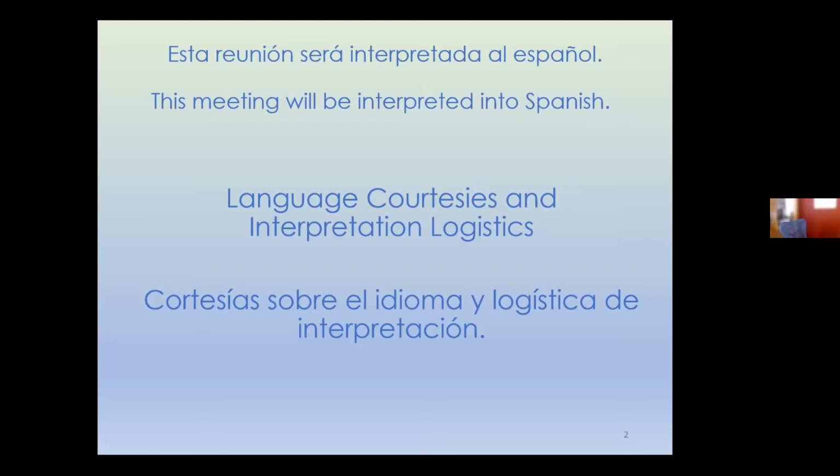For English speakers, you will select English. Seleccionarán inglés. Sorry, Margaret, would you give me a brief pause to repeat what you just said?